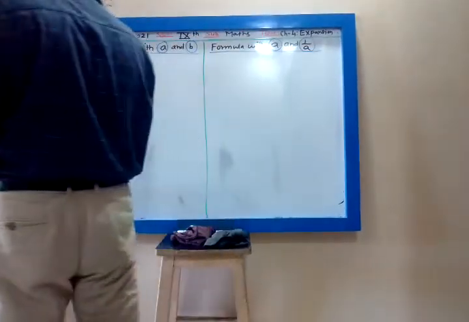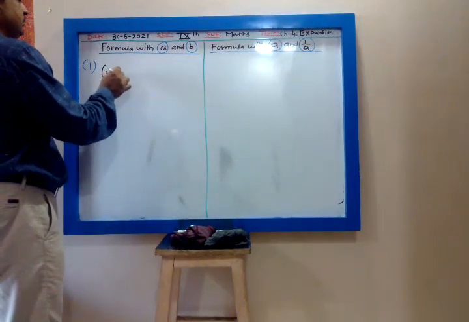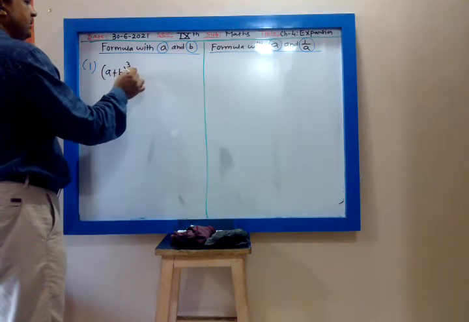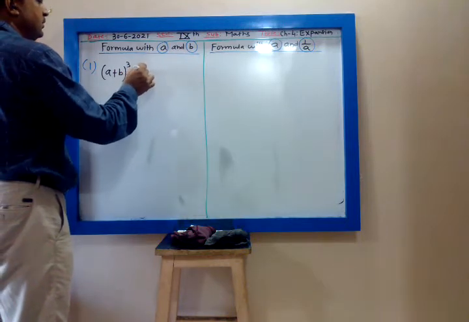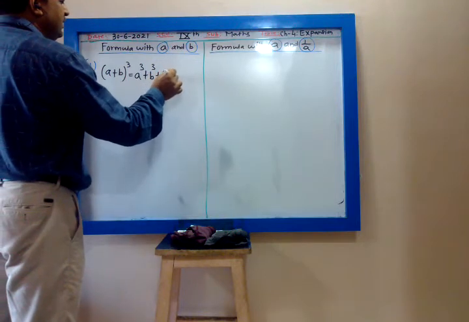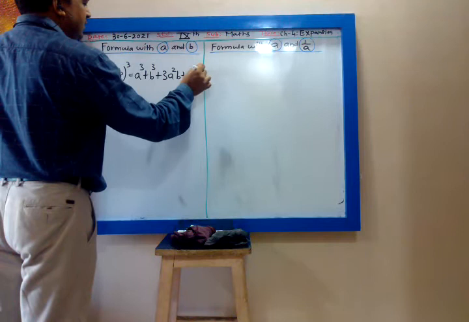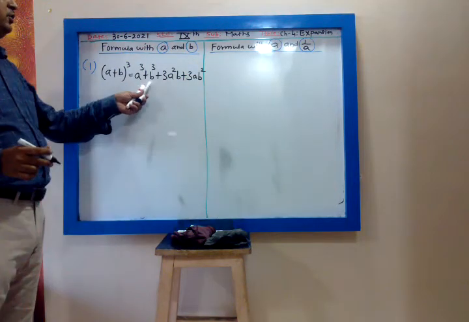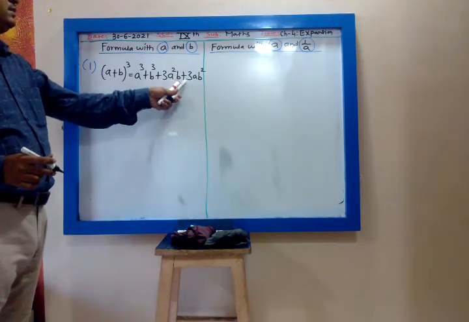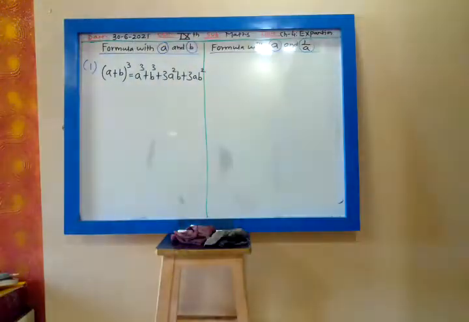Cubic means the power is 3. So the formula is (a + b) whole cube. The formula is a³ + b³ + 3a²b + 3ab². This is the formula for (a + b) whole cube.